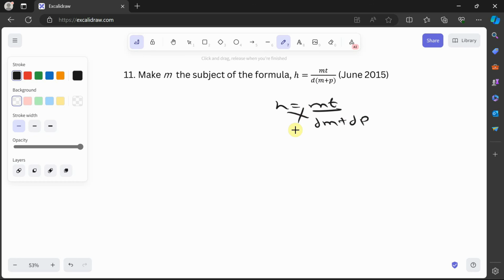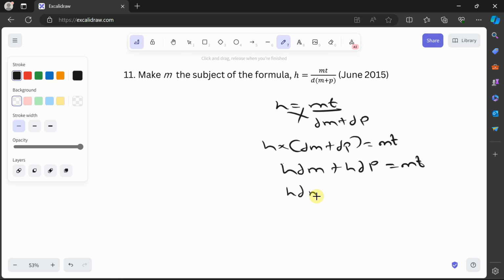Then I can cross multiply and say H times (DM plus DP) is equal to MT. This is like saying HDM plus HDP is equal to MT. Then I'll take everything that has to do with M to one side. That will be HDM minus MT is equal to minus HDP. And if I factor out M, this will give me M times (HD minus T) is equal to minus HDP.